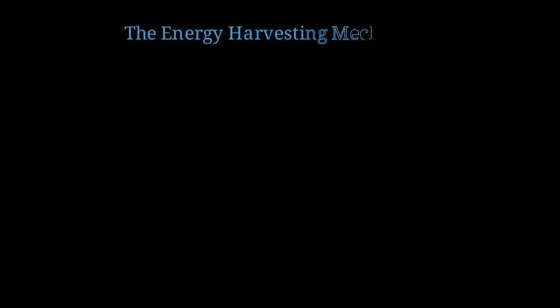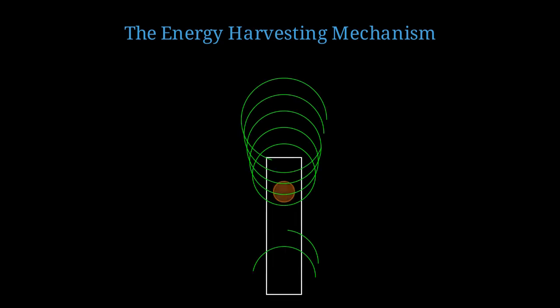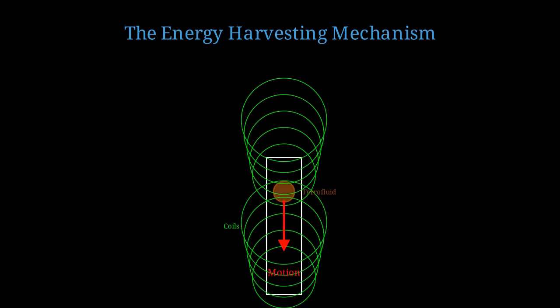Now let's explore the actual energy harvesting mechanism in detail. Here's a schematic of a typical ferrofluid-based energy harvester. The brown sphere is the ferrofluid droplet inside a cylindrical channel. Green circles represent coil windings at top and bottom.